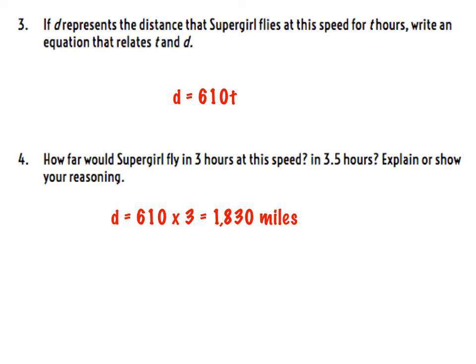610 times 3 hours is going to give me 1,830 miles. And it's great when you have decimals too, because now you know you can just put those decimals in. You don't really need to think about fractions of an hour or parts of an hour. 610 times 3.5 and get my mileage that I'm going to travel.